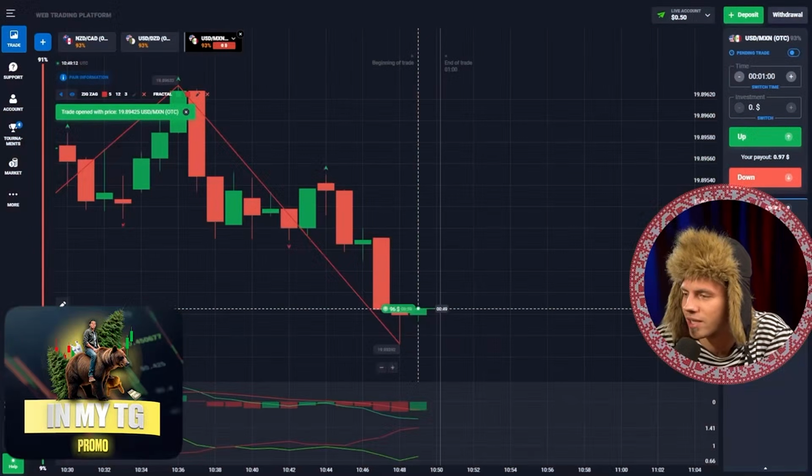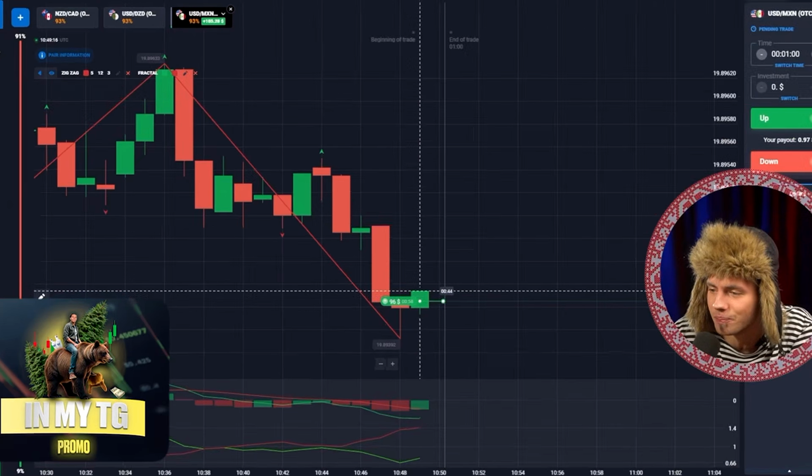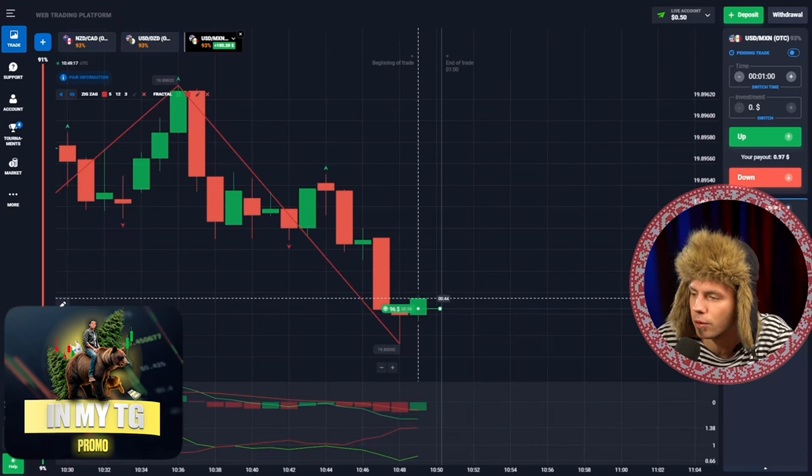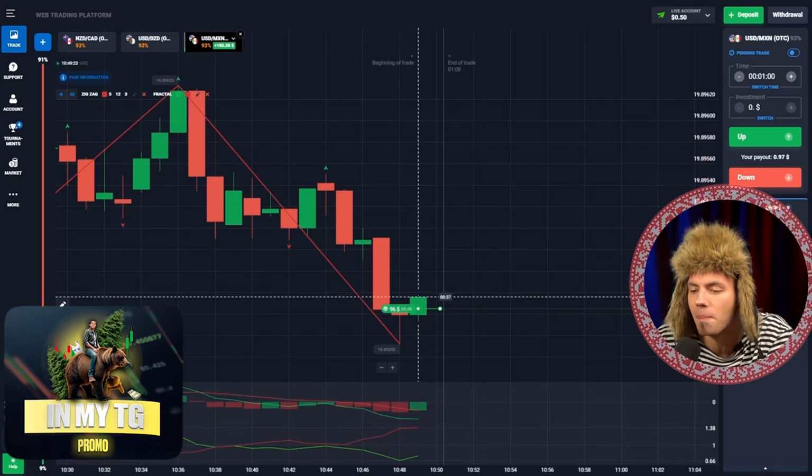Okay, what do we see? Right now we're entering the amount $96 and I'm opening a buy trade here. We expect a rebound from the support zone as the hammer pattern has formed. So this is called a hammer pattern, okay?